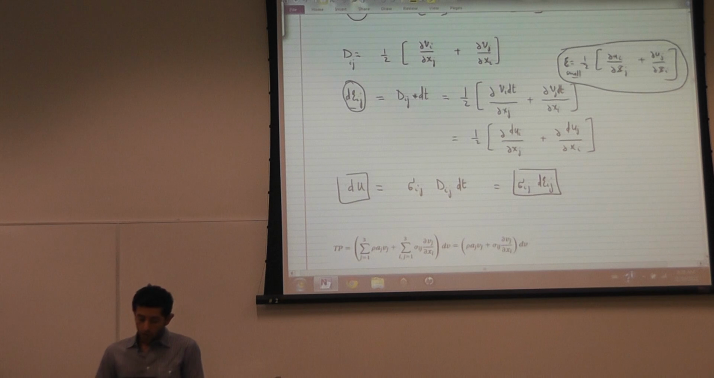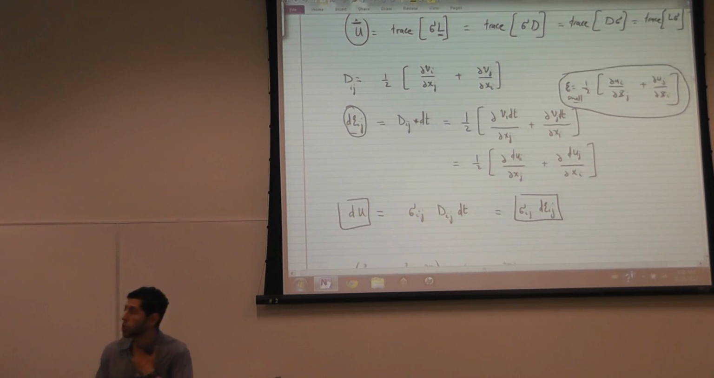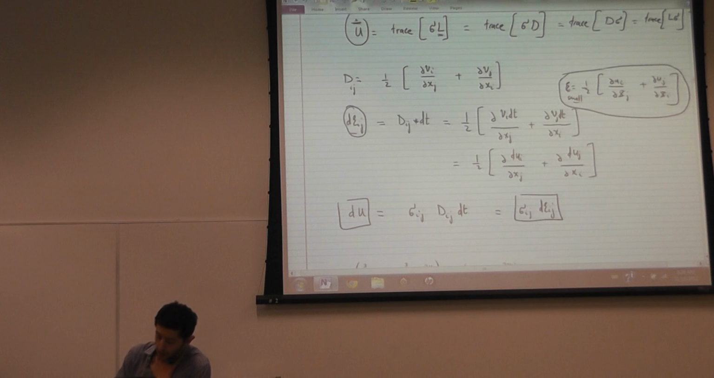Now there's a term that's always used: energy conjugates. This stress and this measure of deformation D are called energy conjugates. They're called energy conjugates because when you multiply them by each other, you get the amount of energy that the object stores as it deforms.